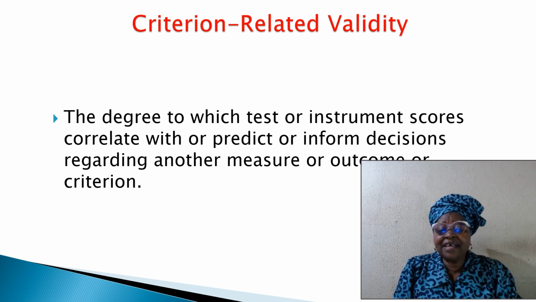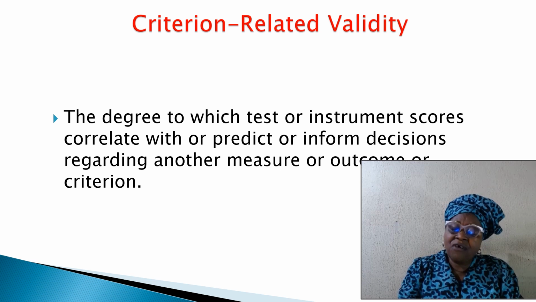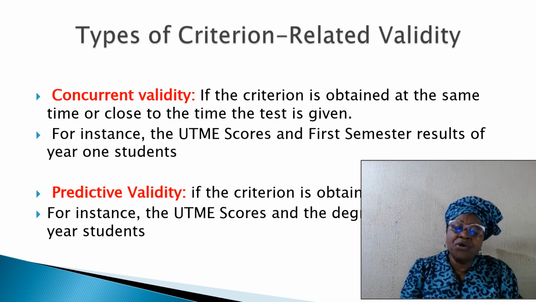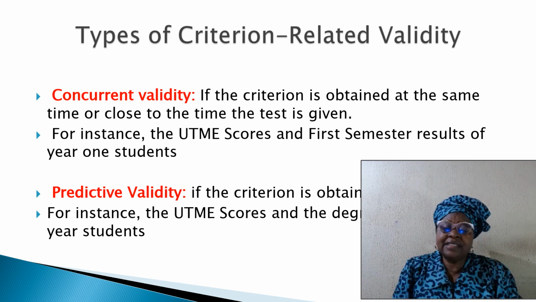Then we have criterion-related validity. What is criterion-related validity? It is the degree to which test or instrument scores correlate with or predict or inform decisions regarding another measure or outcome or criterion. Here it simply means that there is a criterion. You are going to use your instrument and correlate it with another criterion. So we have two types of criterion-related validity.